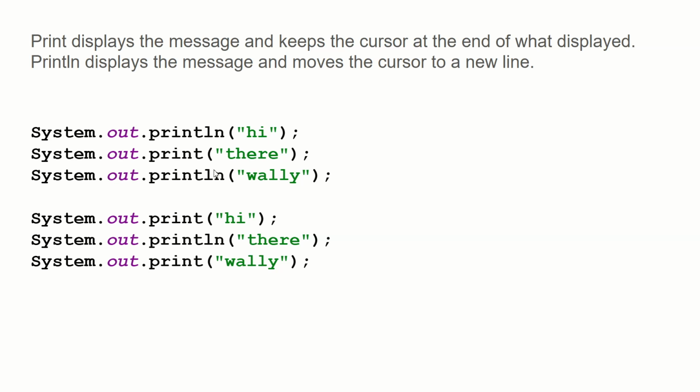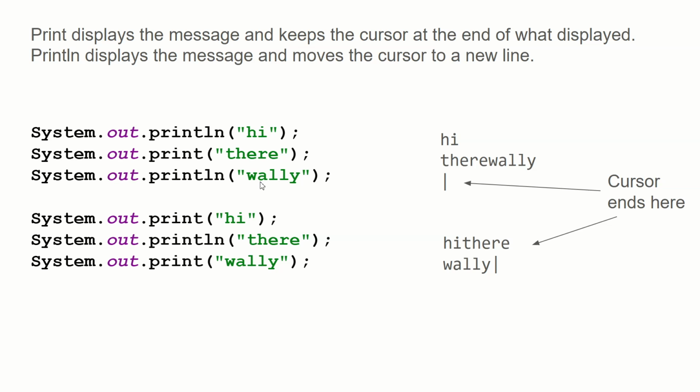So print will display whatever message it's going to display, but it will keep the cursor right at the end of the message, and it won't transfer to a new line. Println will display whatever the message is, but as soon as it's displayed the message, it'll move the cursor to the next line before the next command.